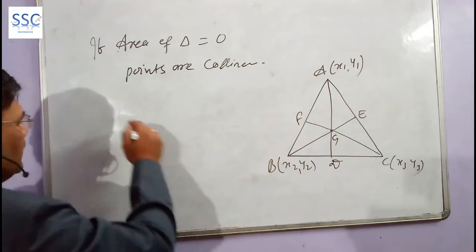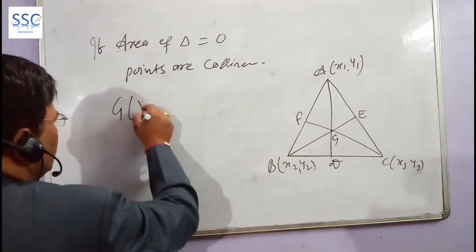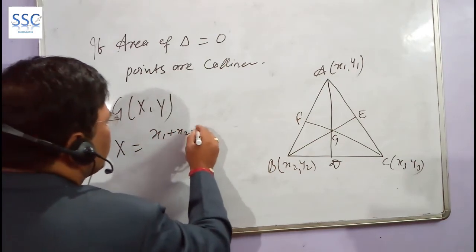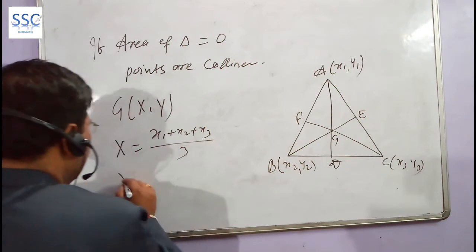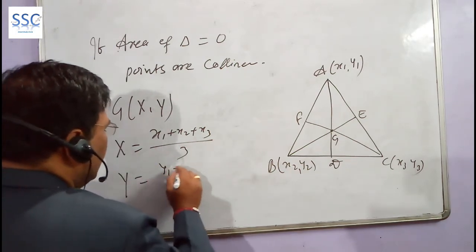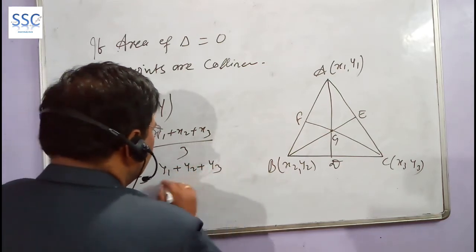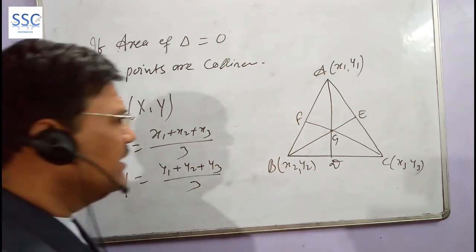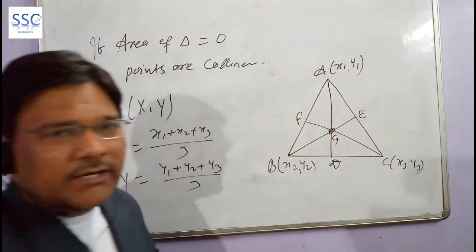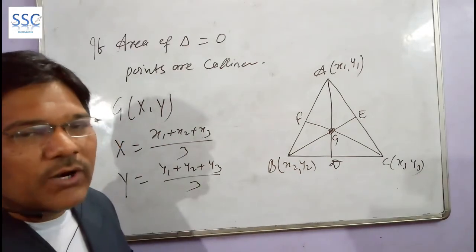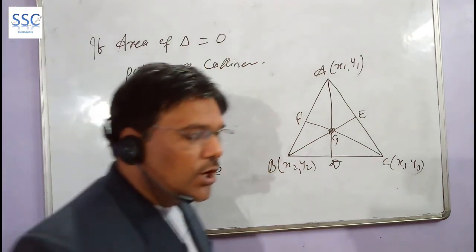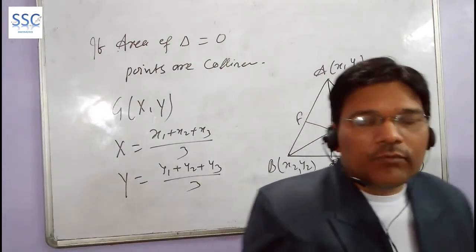Directly, the coordinates of the point, suppose (x, y): x is equal to x1 plus x2 plus x3 divided by 3, and y is equal to y1 plus y2 plus y3 divided by 3. Very easy questions. We are given the coordinates of A, B and C, and we want to find the coordinates of the centroid, meaning the intersecting point of the medians. Okay, this is all about the formulas from coordinate geometry.